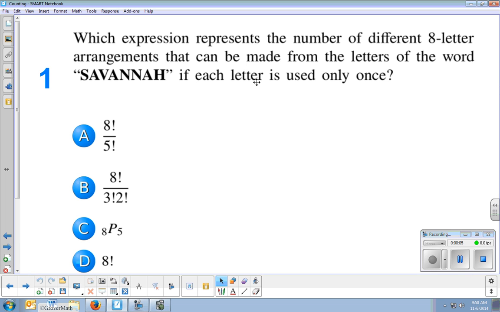Which expression represents the number of different 8-letter arrangements that can be made from the letters of the word savannah if each letter is used only once?